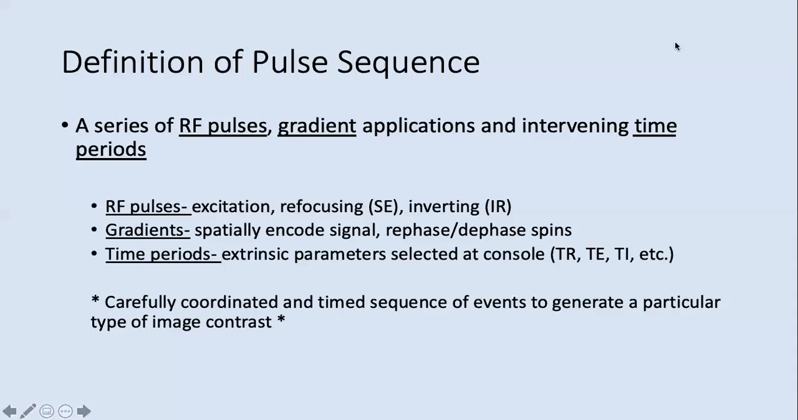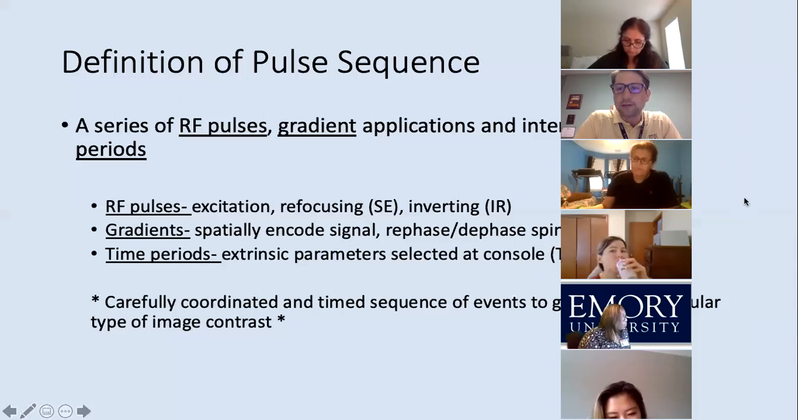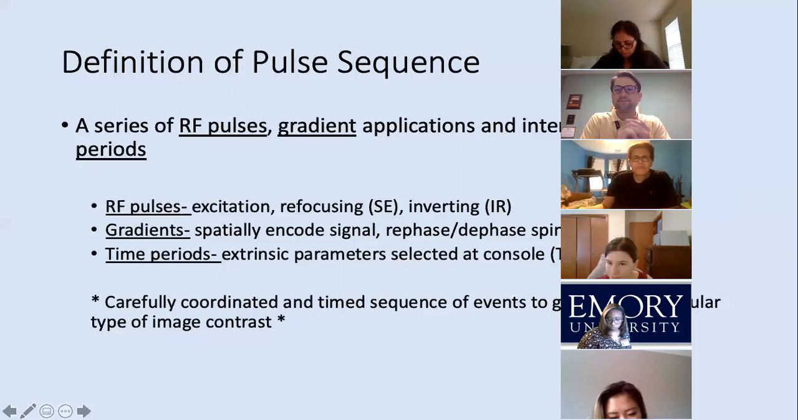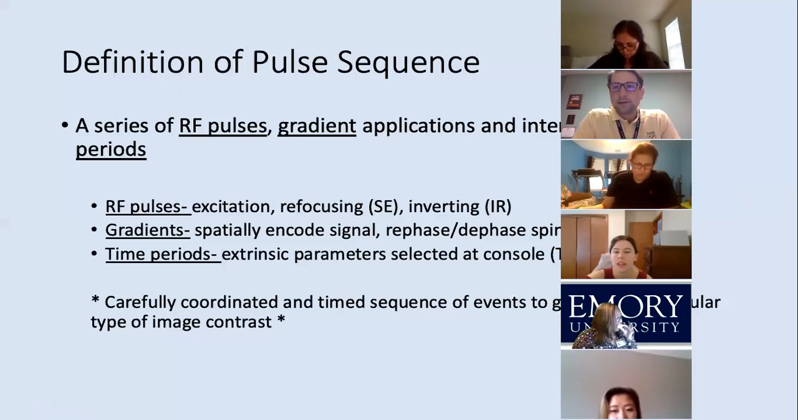So when would we want to utilize a gradient echo pulse sequence? Like, when would you think about utilizing a gradient echo? What type of imaging? Can't hear you, Rachel. Never mind. I don't know.